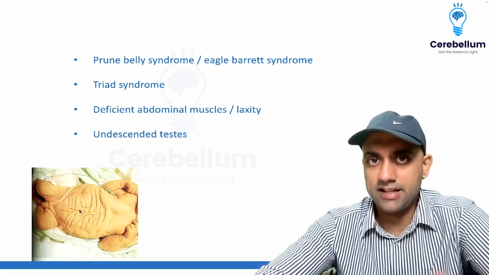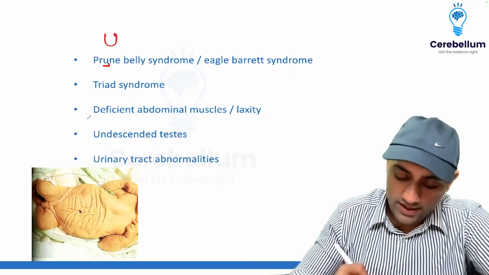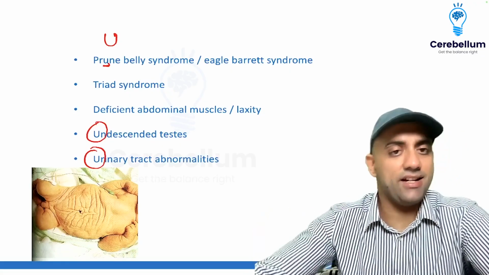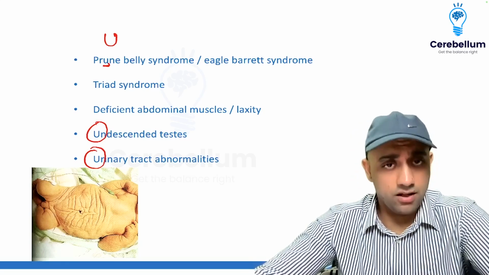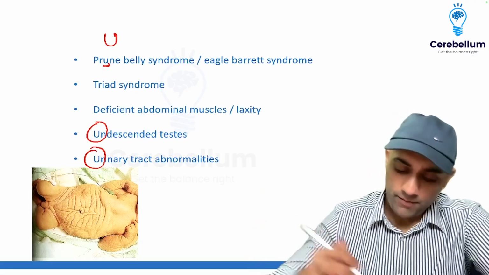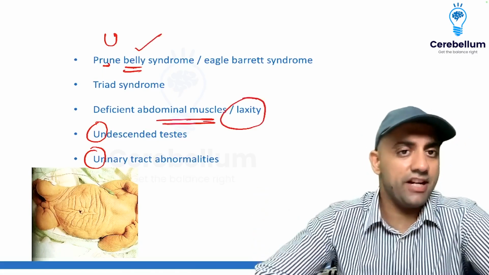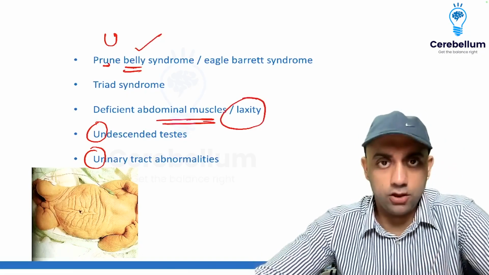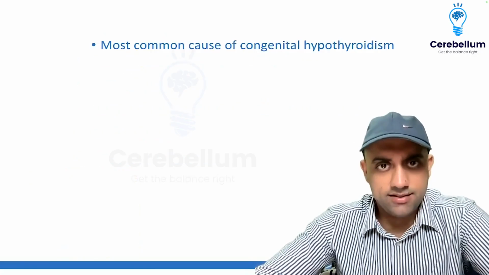So this much only is given in Nelson. And remember this, prune belly has U and U: undescended testes and urinary tract abnormalities. Remember that. Prune belly syndrome, and belly means abdomen. The belly is very lax, very loose. So that's what it is. Belly is loose. And finish.